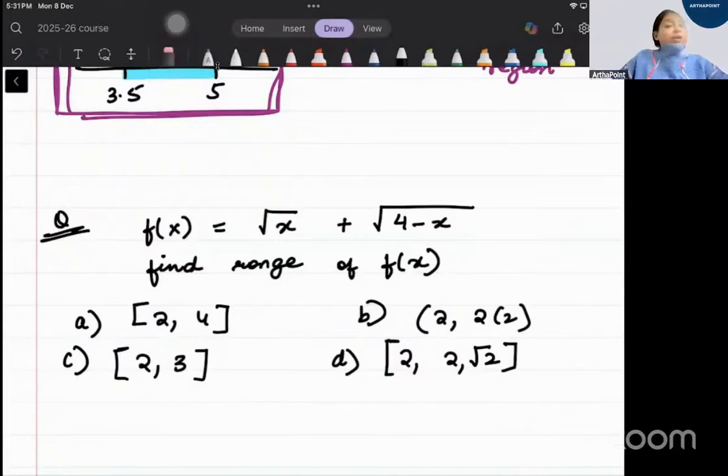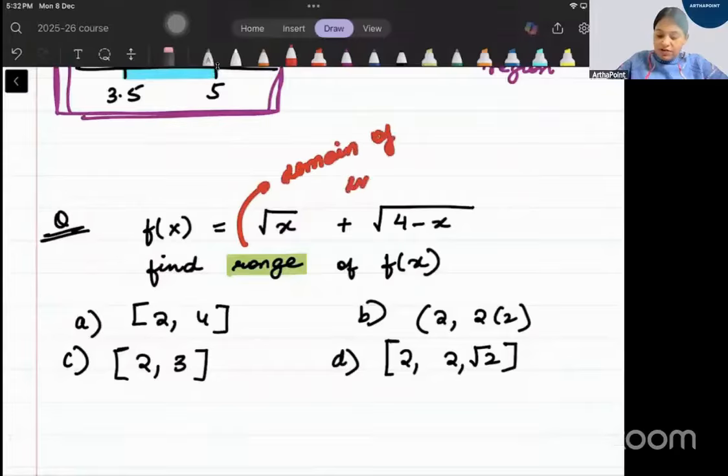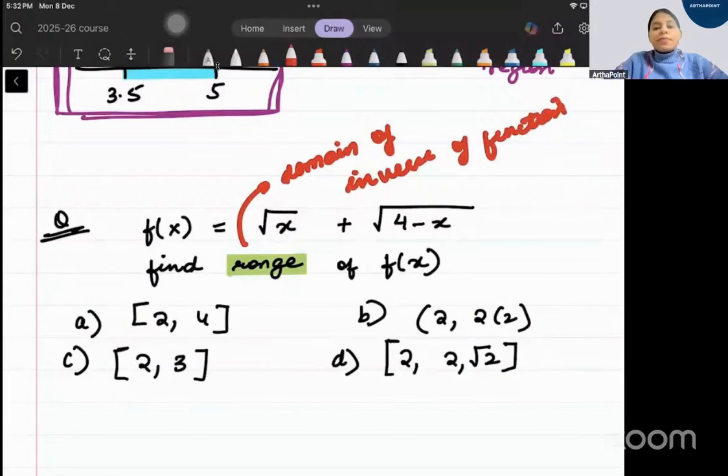So to find the range of the function, you can go ahead and find the domain of the inverse of the function. That can be one method which you can apply. Find the domain of the inverse of the function. So give it a try.